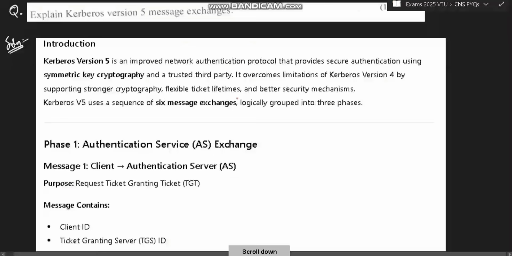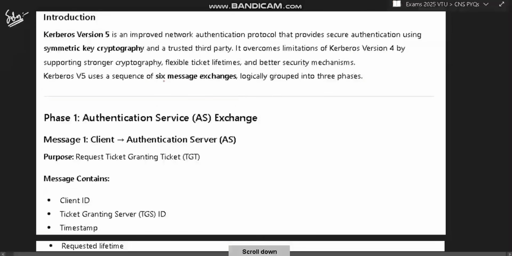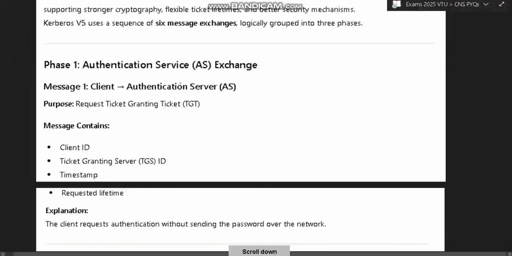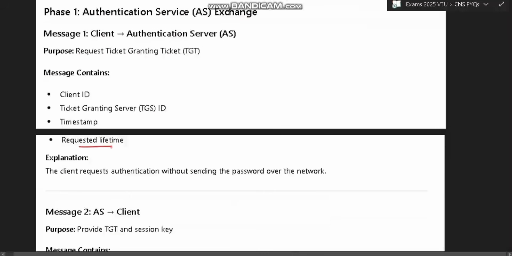Like that, version 5 is also slightly different. There are 6 message exchanges happening here, which are divided into 3 phases. The first phase is the authentication service exchange, meaning from the client to the authentication server, a request goes to request a ticket. That's the same thing as the previous one, and the requested lifetime is a new thing here.